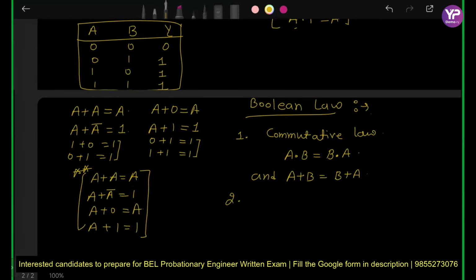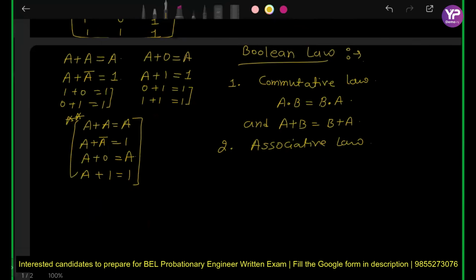Second is the associative law. A and BC is equal to A and B, then and C. Similarly, the OR operator will also follow the associative law: A plus BC is equal to A plus B plus C.